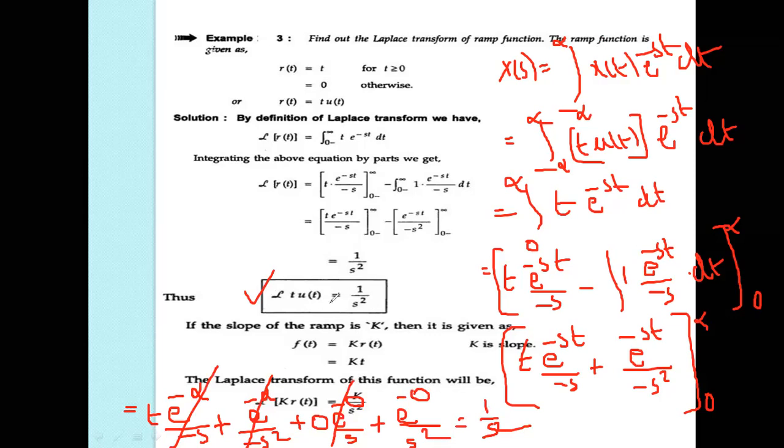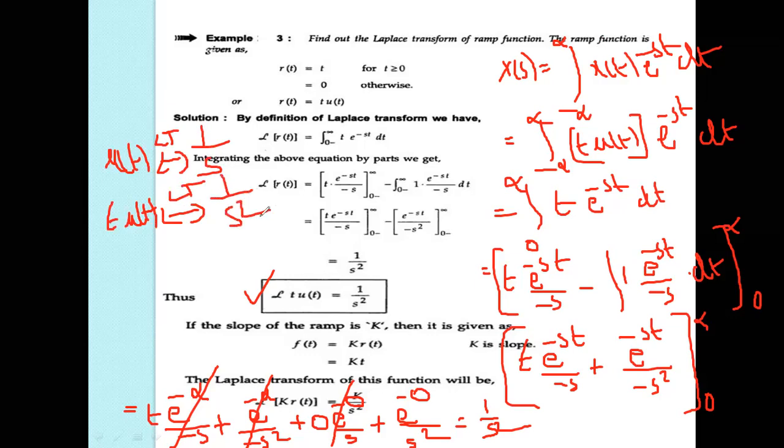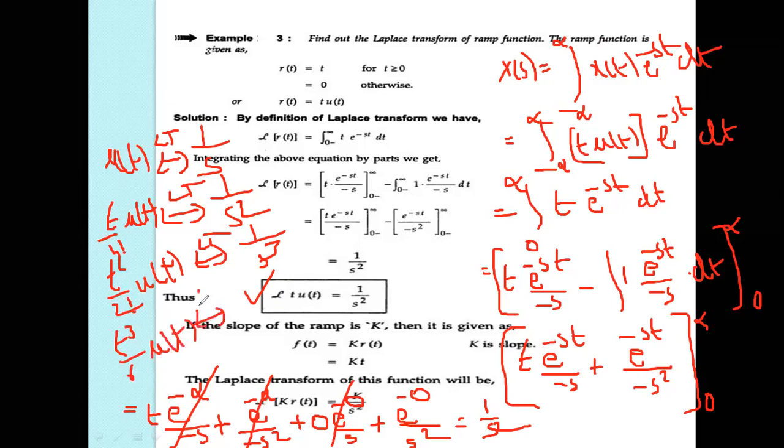See, the Laplace transformation of the ramp function, t into mu of t, is 1 by s square. For the step function, the Laplace transformation of mu of t is 1 by s, and for t into mu of t, it is 1 by s square. Similarly, t square by 2 mu of t has Laplace transformation 1 by s cube. And t cube, this is a factorial, my dear students, 1 factorial will get t cube by 3 factorial, nothing but 6. Mu of t, the Laplace transformation is 1 by s power 4, and so on.